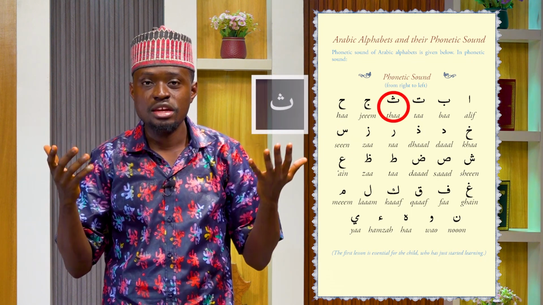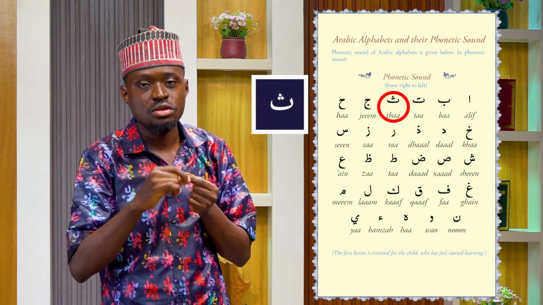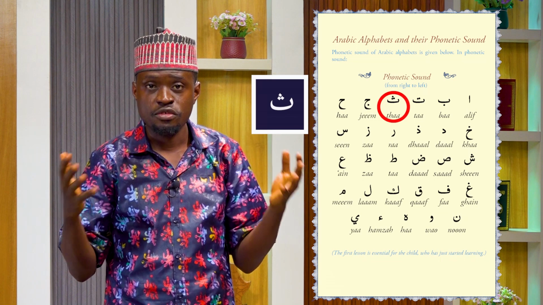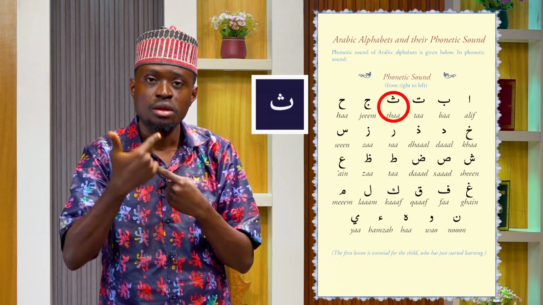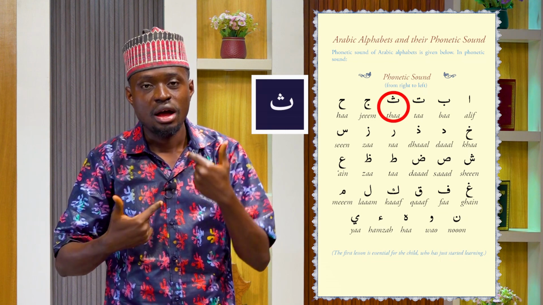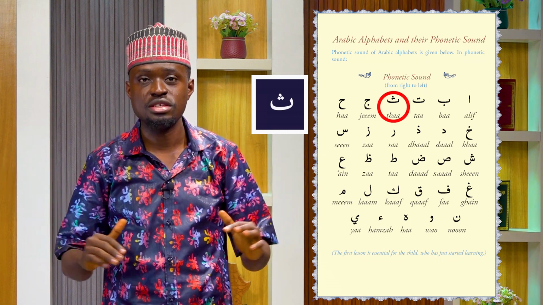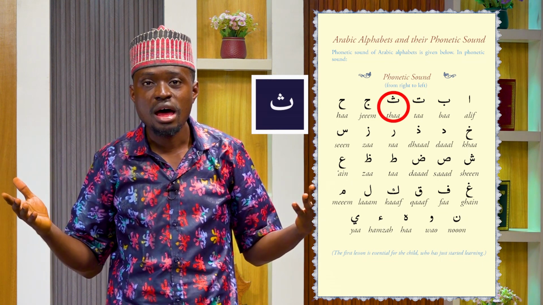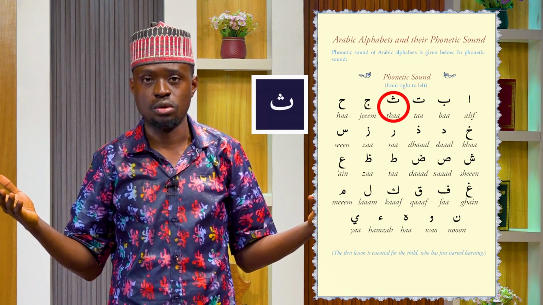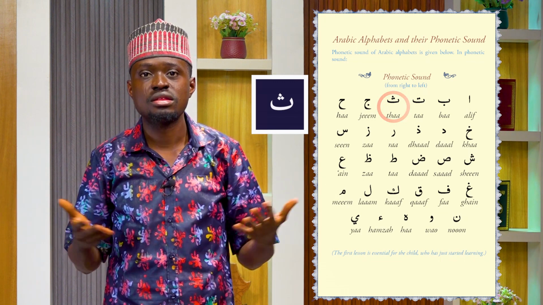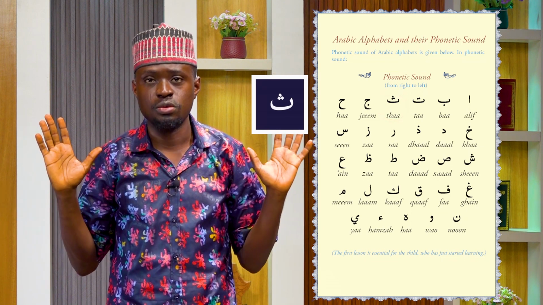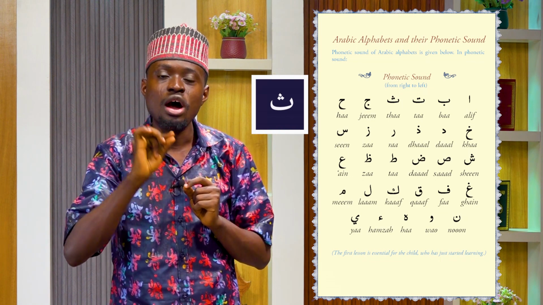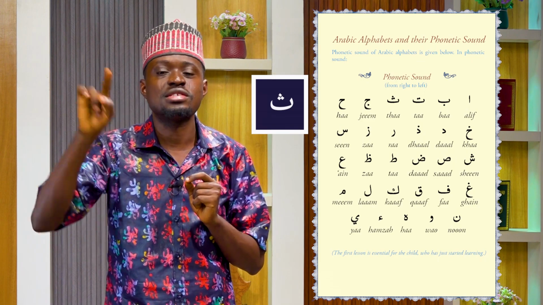In pronouncing Tha, the only thing you have to do is to bring out the tip of your tongue, just the tip, not the whole tongue, not half of it. Bring it out, place it in between the upper and the lower teeth. Tha, as you can see. Tha, Tha, Tha. That is all you have to do. But when you don't bring out the tip of your tongue, there is no way you will be pronouncing this letter. Rather, you will be pronouncing sin.